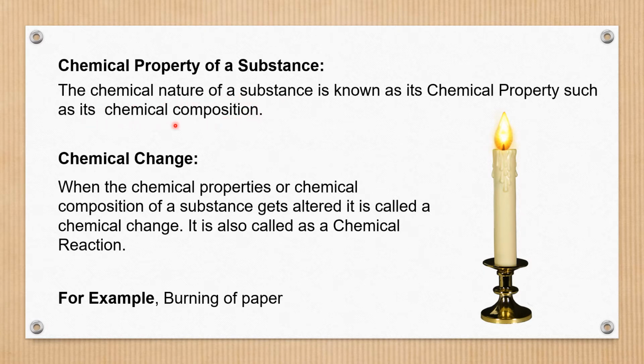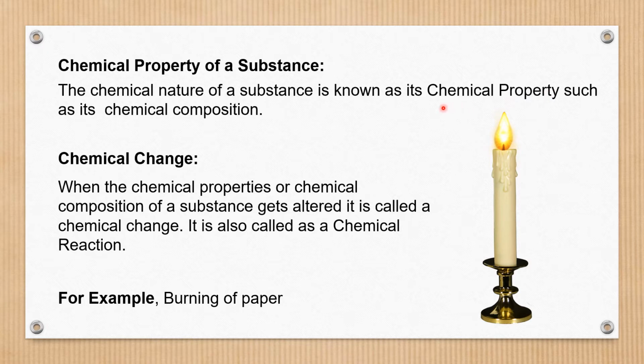Its composition is 2 parts of hydrogen and 1 part of oxygen. They are chemically combined, not physically combined. They are chemically joined with each other. That is the chemical composition. So the chemical nature of a substance is known as chemical property.